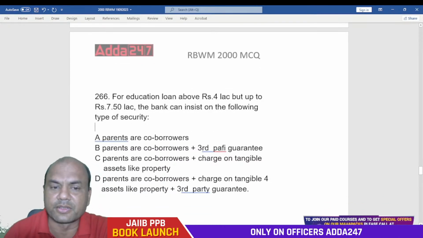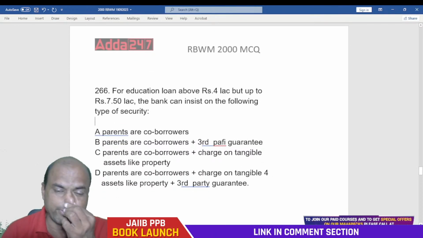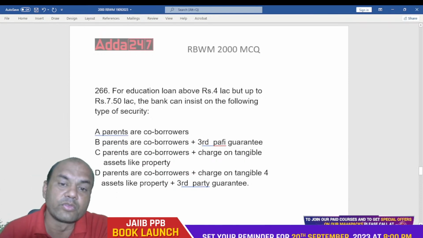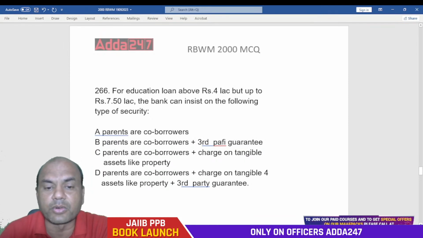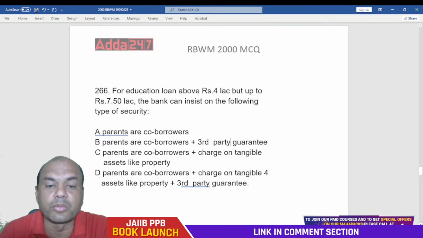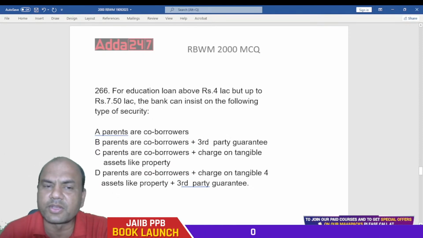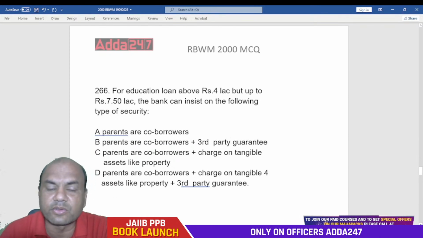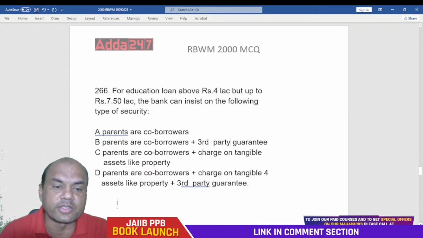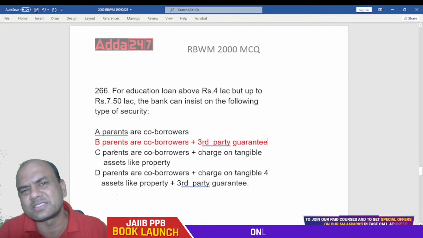Next one. For loans above 4 lakhs and up to 7.5 lakhs, banks insist on what? Just now we saw that up to 4 lakhs it is only parents. So 4 to 7.5 is co-borrowers plus third party guarantor; parents as co-borrowers plus the house, tangible assets; or D, all of the above. So what is the right answer? For 4 to 7.5 lakhs, it is B, third party guarantor. Parents plus third party, that also banks require.